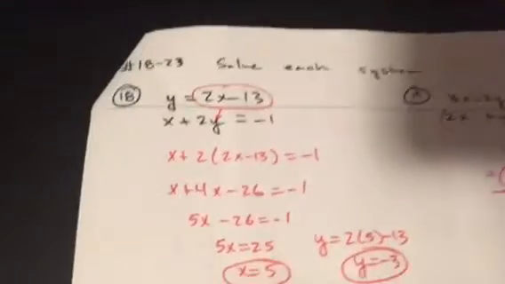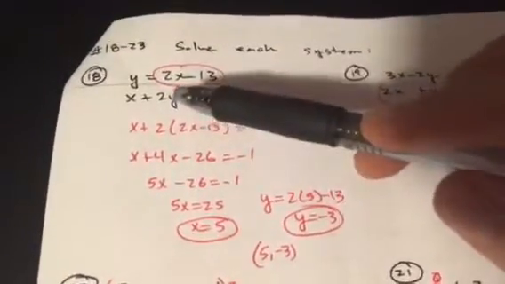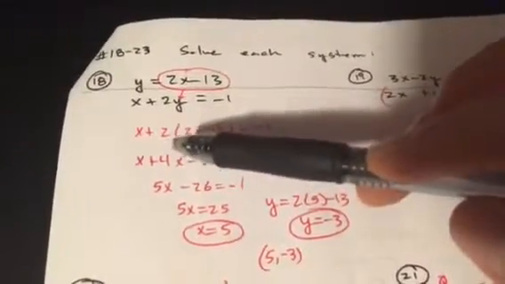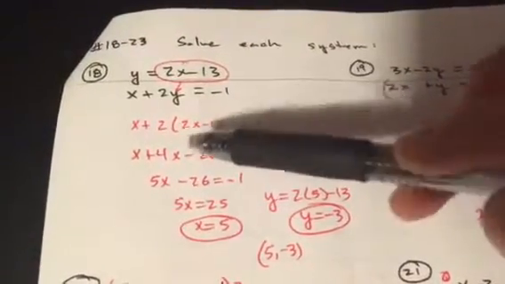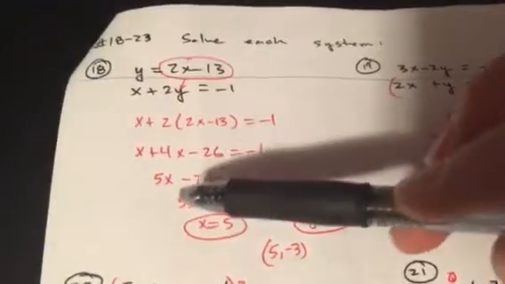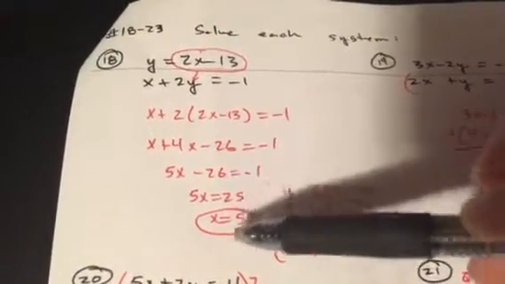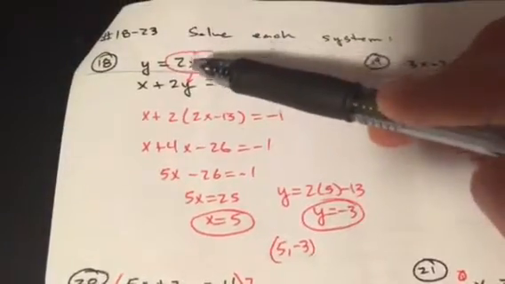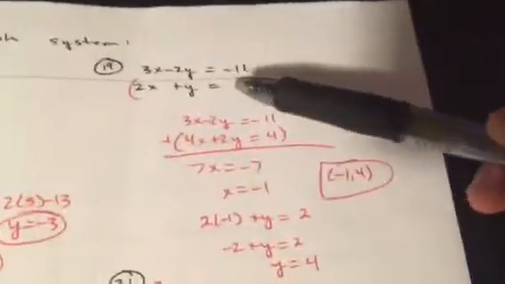All right. 18 here, folks. Solve each system. You know what y is, so you're going to plug y in, or 2x minus 3 in for x right here. So it's going to be x plus 2 times this is y equals -1. Use distribution. 5x minus 26 is -1. 5x is 25. X is 5. Plug 5 in for x right there. Y is -3.